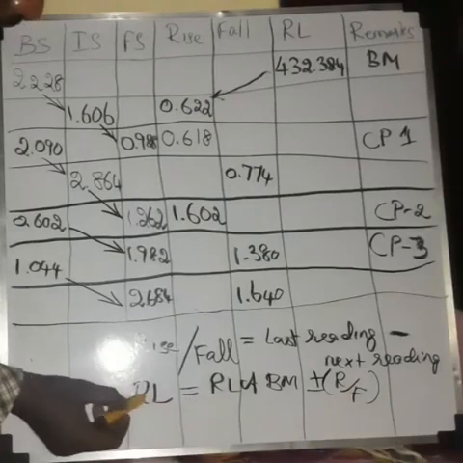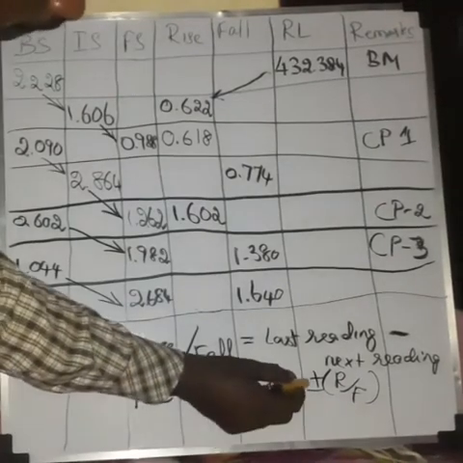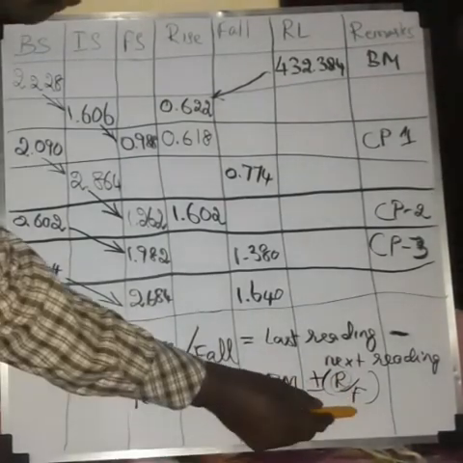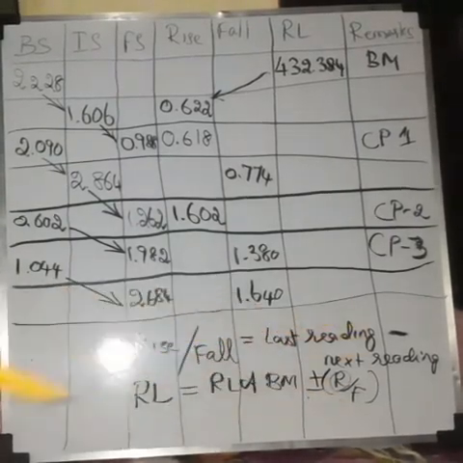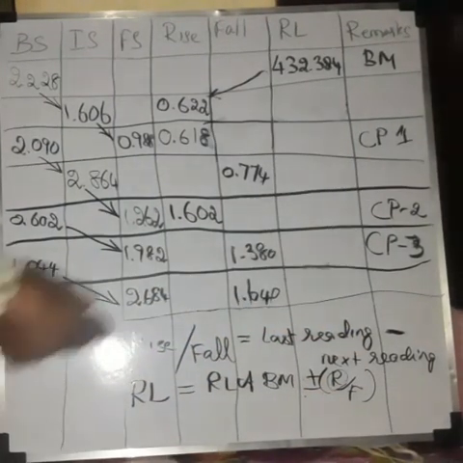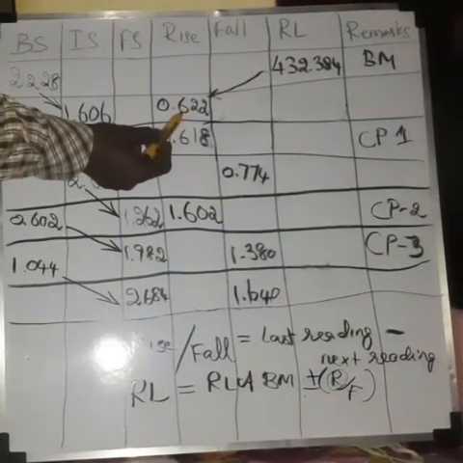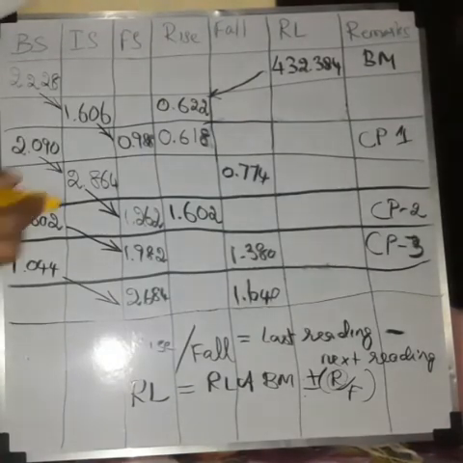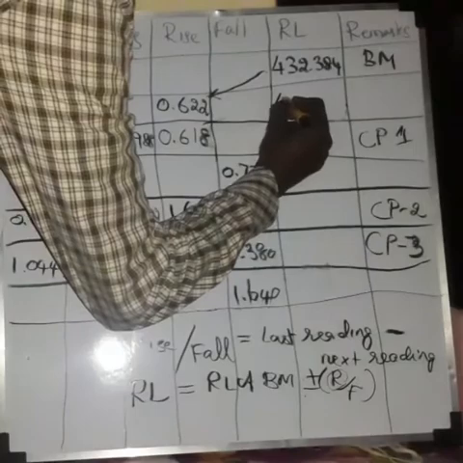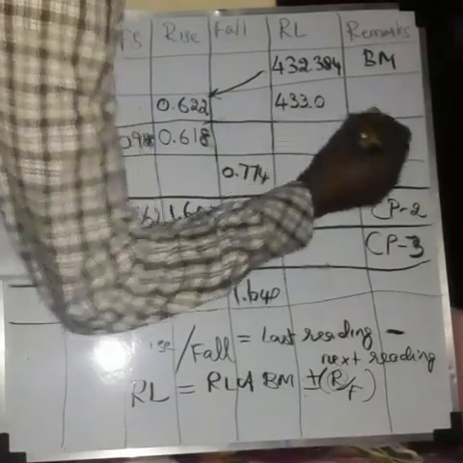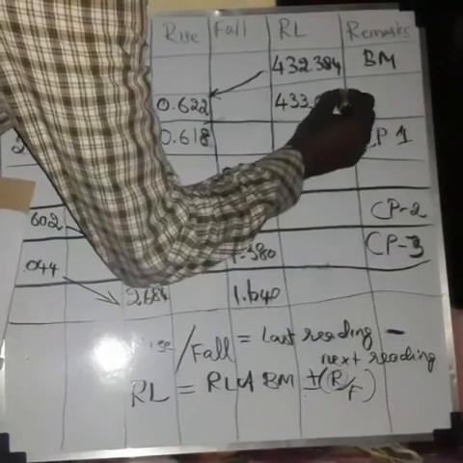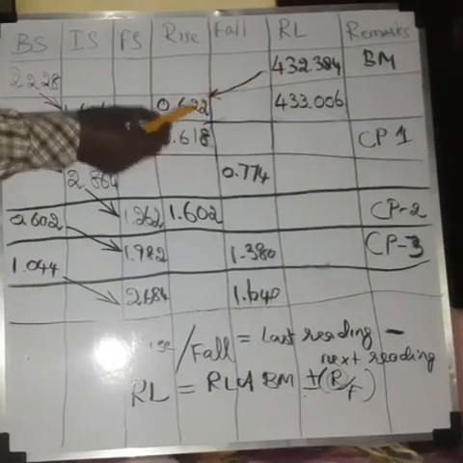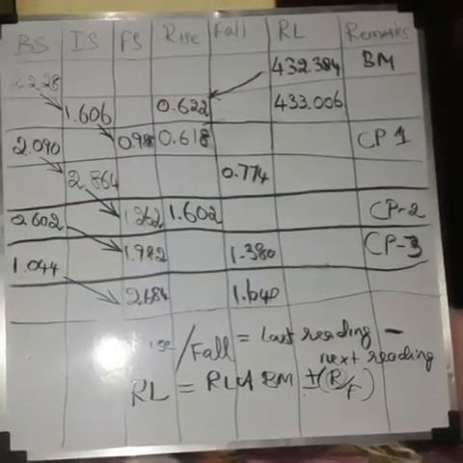So what is the equation here? RL equals RL of benchmark plus or minus rise. If the value is rise, we add. If the value is fall, we subtract. Okay. RL of benchmark plus rise: 432.384 plus 0.622. Answer is 433.006. Okay. Why are we adding this one? Because the difference lies on rise.